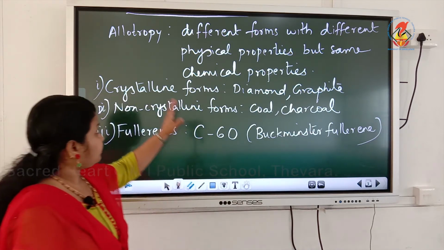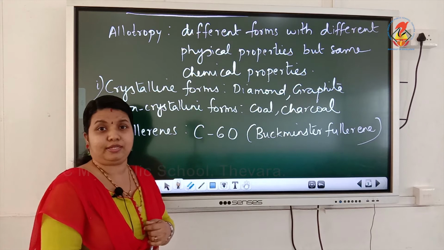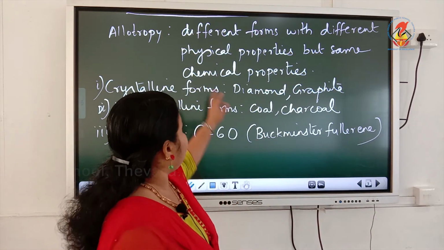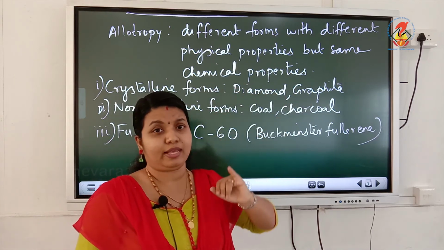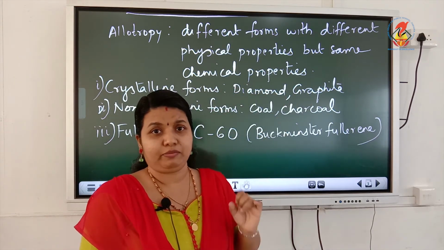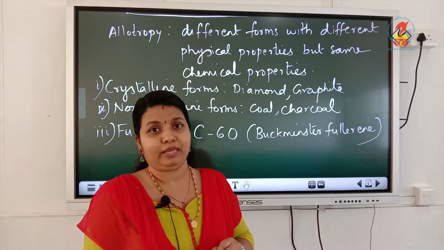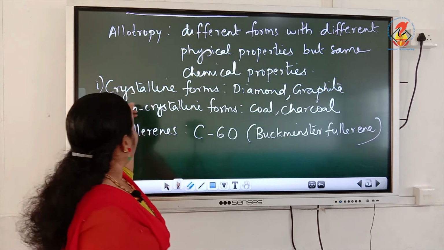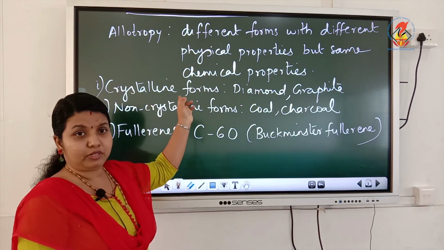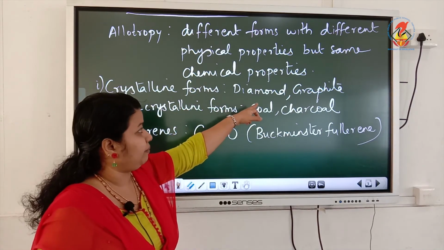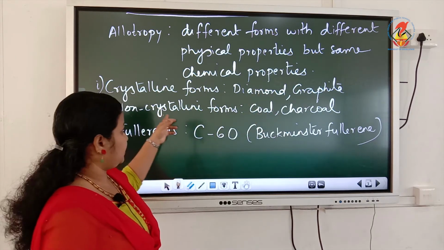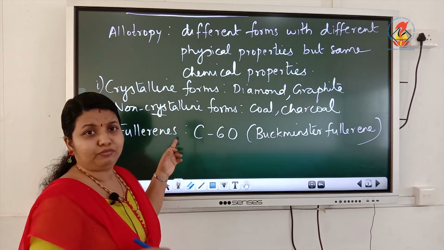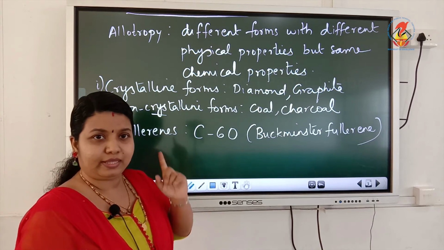Okay. So, what is allotropy? The existence of an element in different forms with different physical properties but same chemical properties is known as allotropy. Carbon is an element which exhibits allotropy. The three different allotropes of carbon are crystalline forms, examples diamond and graphite. Non-crystalline forms, coal and charcoal, and the third type is the new term for you, fullerene. Only one example you have to learn.